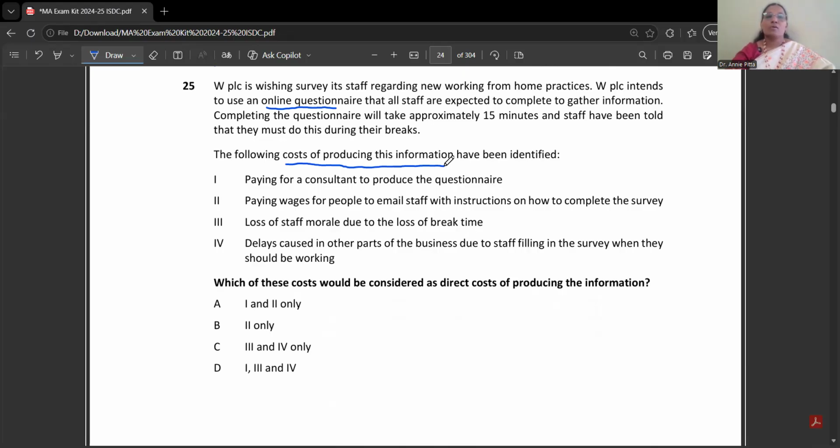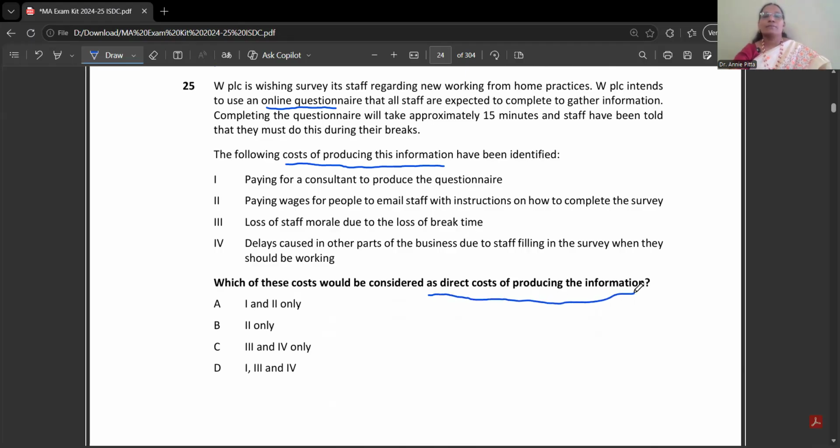The costs of producing this information have been identified as: paying a consultant to produce the questionnaire, paying wages for people to email staff with instructions on how to complete the survey, loss of staff morale due to loss of break time, and delays caused in other parts of the business due to staff filling in the survey when they should be working. Which of these costs would be considered direct costs? Technically speaking, all of them are costs.